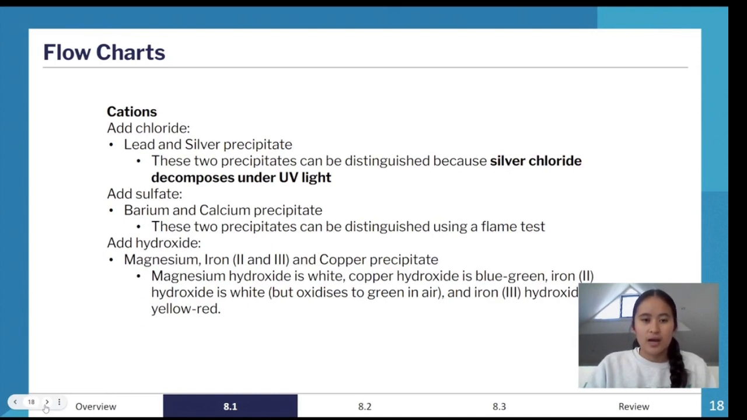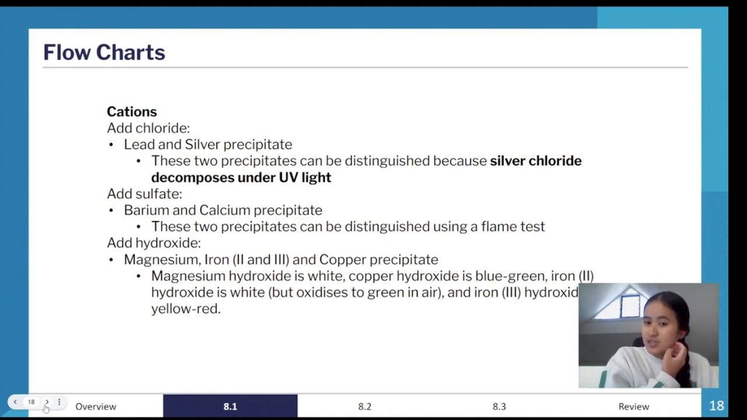If you add sulfate, barium and calcium precipitate, and then you can distinguish them based on the flame test colors. So it's like you narrow it down, and you narrow it further and further down using a bunch of different tests until you have only one possible ion. And sometimes you'll be required to draw up a flowchart of how you'll find that final ion. So it's good to know all of the options that you have. So if you add hydroxide, magnesium, iron, and copper form a precipitate, and this is where it's important to know the colors of the precipitates. Most of the time, it's similar to either their flame test colors or it's very distinct.